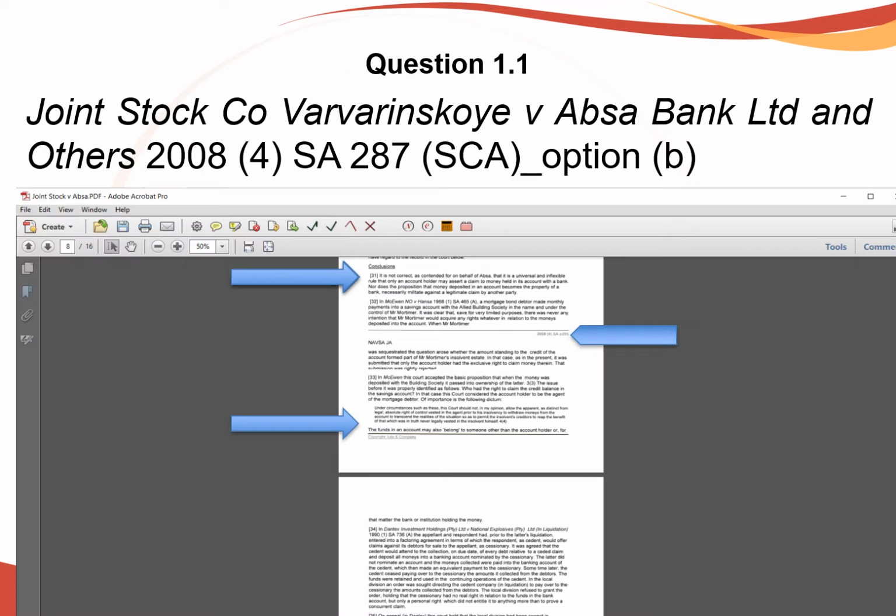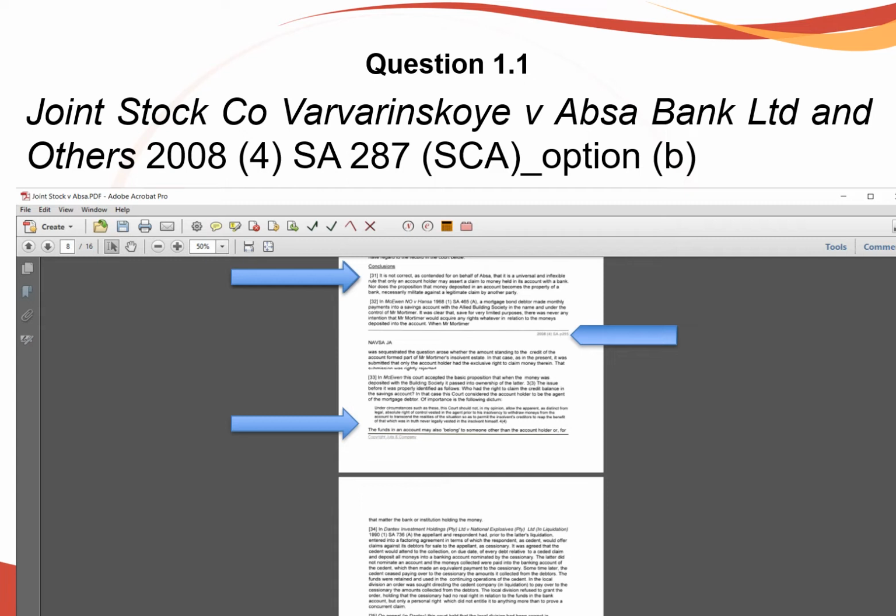Now, 1.1 related to the joint stock case. What I want you to be aware of when you give back your answers to us is that you either use your page number, if there's a specific page number provided, or a paragraph number. When we get to the Mensky case, I'm going to show you that that case actually did not have a dedicated paragraph number.